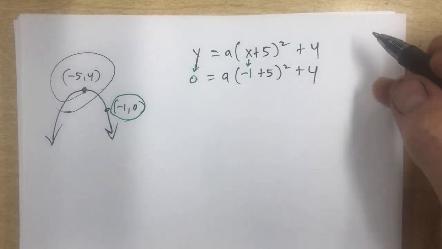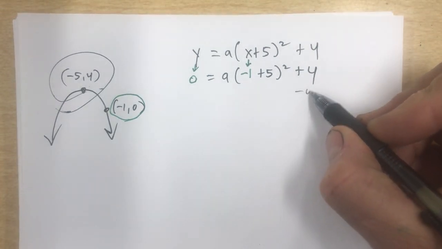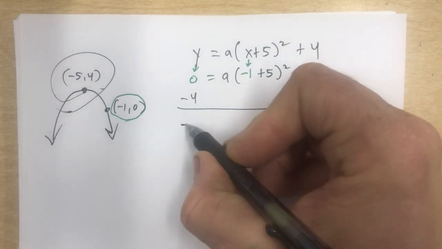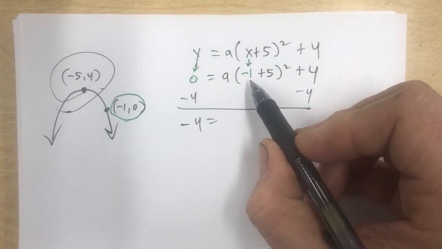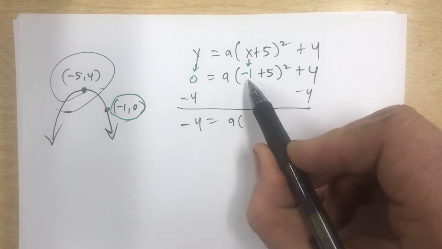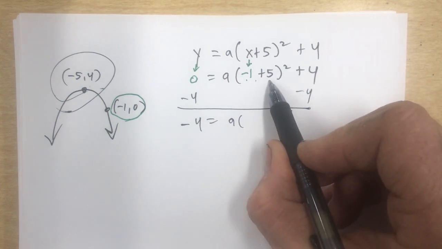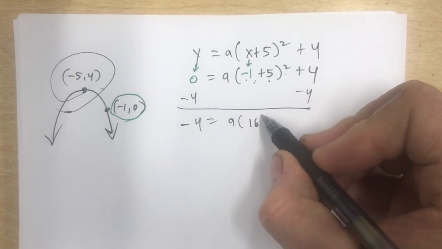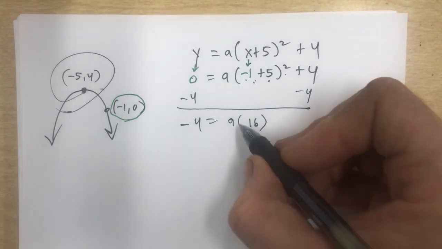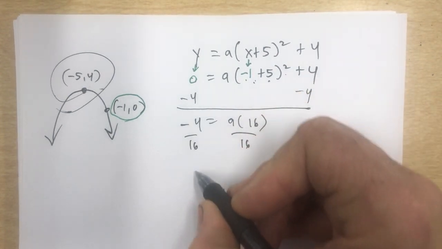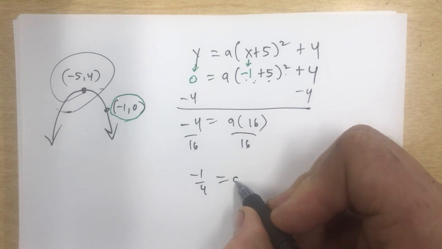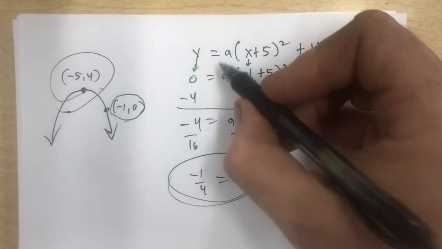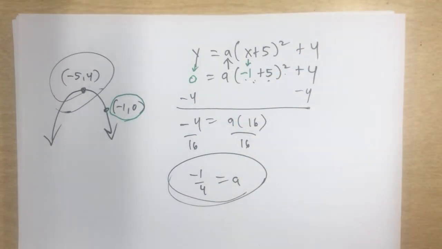Okay. All right, so I need to subtract 4 on both sides, and that gives me -4 equals a times, all right, this is -1 plus 5, which is 4, and 4 squared would be 16. And so I divide both sides by 16, and a is -1/4. There you go, there's my a. So this is a 1/4 right here.